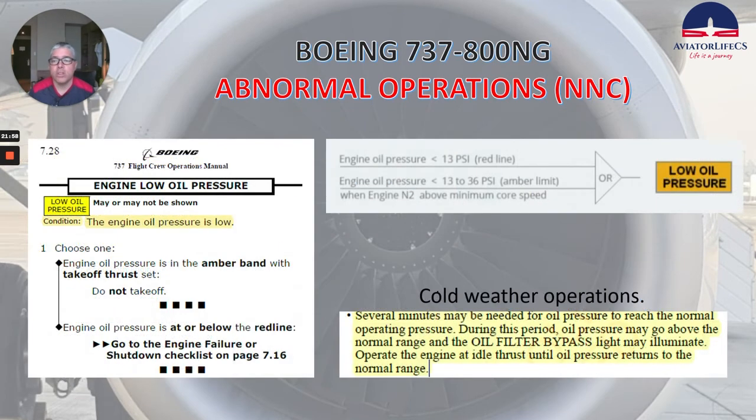Engine low oil pressure. Condition: the engine oil pressure is low. Cold weather operations: several minutes may be needed for oil pressure to reach the normal operating pressure. During this period, oil pressure may go above the normal range and the oil filter bypass light may illuminate. Operate the engine at idle thrust until oil pressure returns to the normal range.